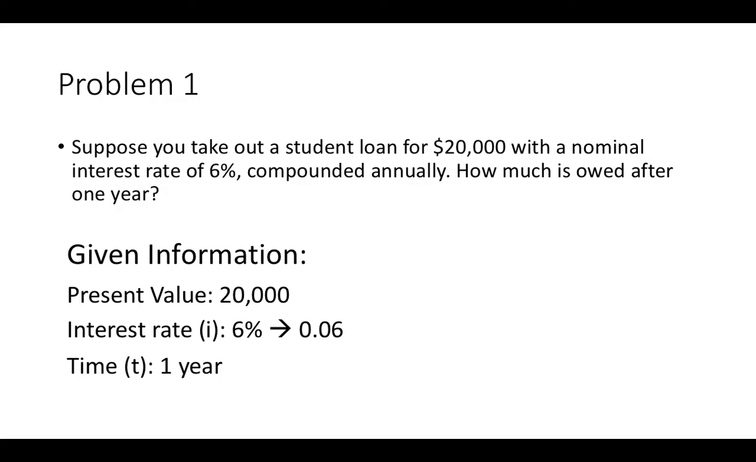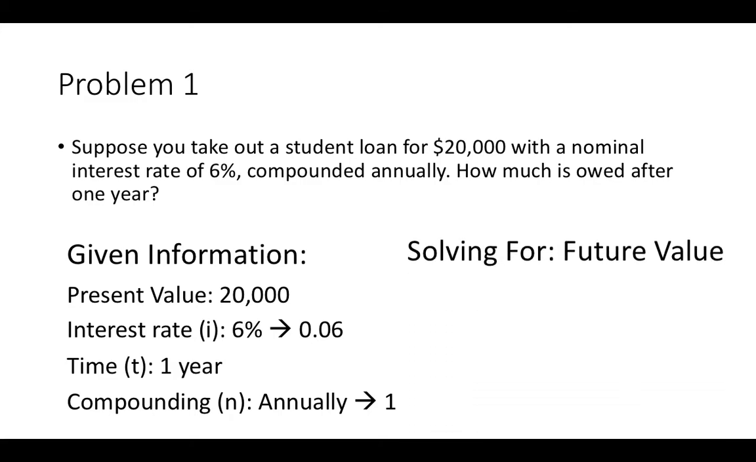The time is 1 year, and because it says that it's compounded annually, our n in this case is going to be 1. The question asks how much is owed after 1 year, so we want to know what is the future value. That means the value after 1 year. So we're solving for the future value.